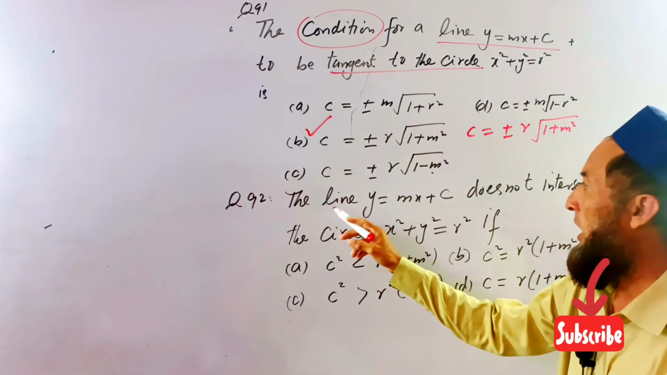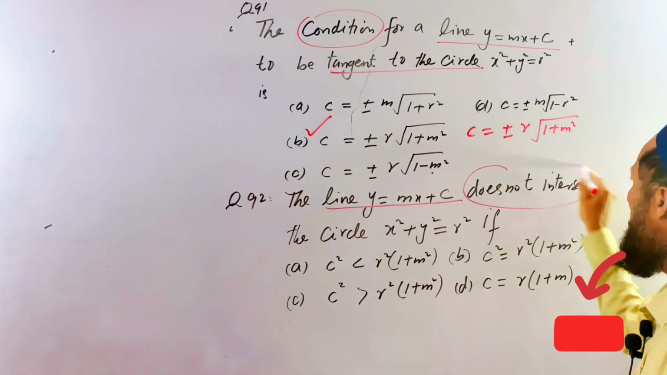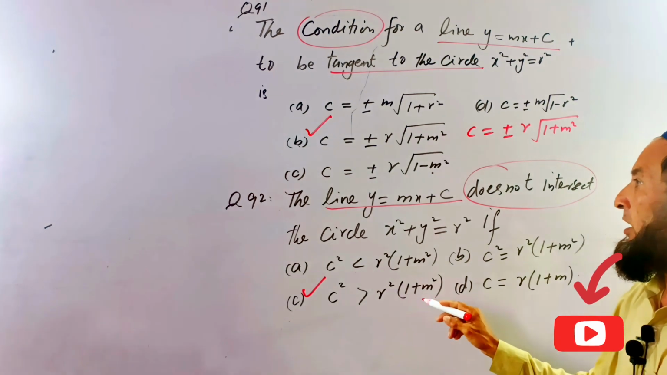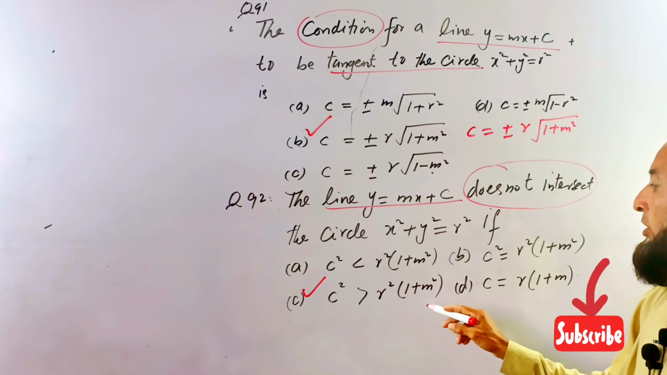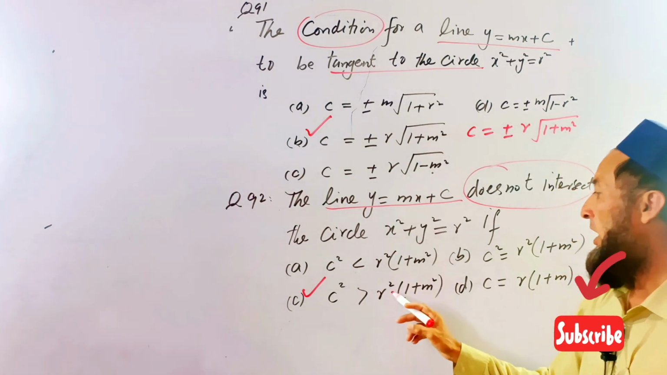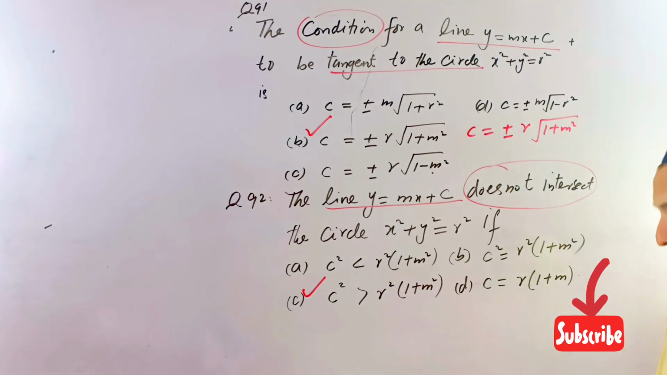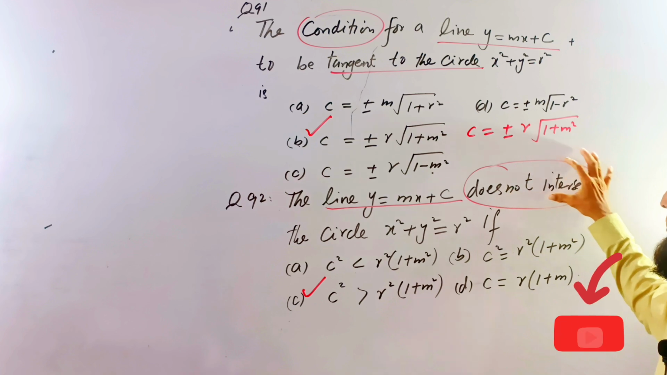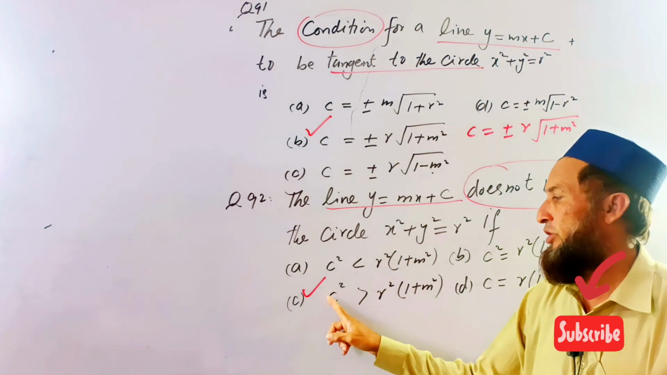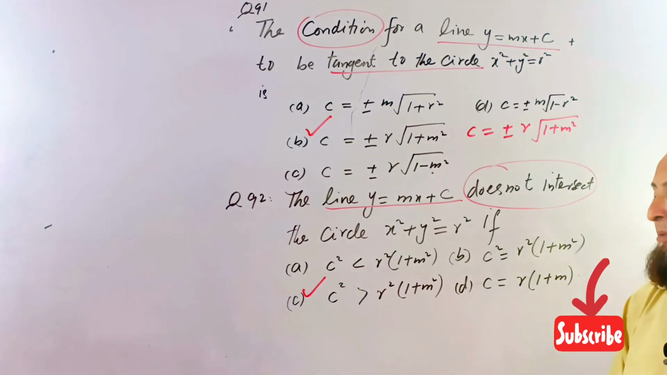Question number 92. The line y equal to mx plus c does not intersect the circle. Here c square is greater than r square into 1 plus m square. So in this case, the line does not intersect the circle if the condition c square is greater than r square into 1 plus m square.